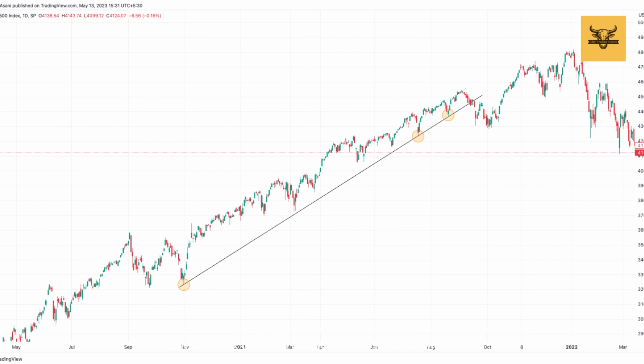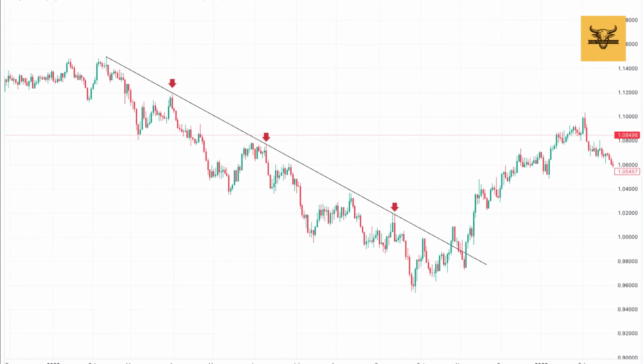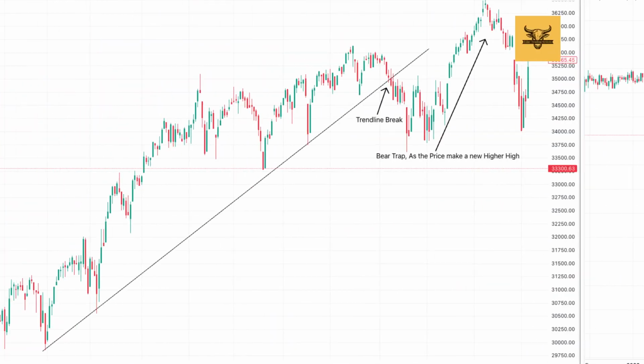A trend line is a line that connects at least two swing points of a trend. In an uptrend, we connect the lows into an upward sloping trend line, and in a downtrend, we connect the highs in a downward sloping trend line. A break of the trend line signifies a possible change in the direction of the trend. Whereas if price takes support or resists the trend line, then it is considered as a continuation of the trend.